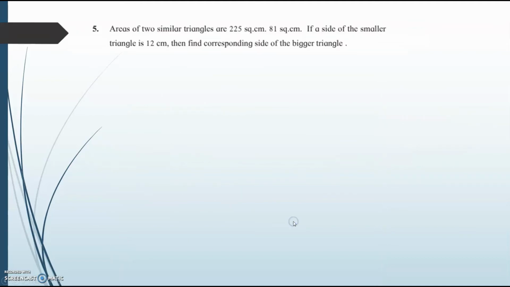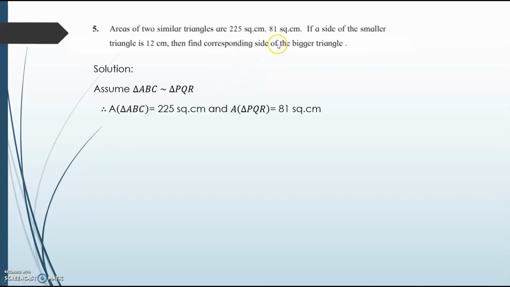Let's move on to 5. Areas of two similar triangles are 225 square centimeters and 81 square centimeters. The word 'and' is missing here. If a side of a smaller triangle is 12 centimeters, then find corresponding side of the bigger triangle. So here again, we will assume a triangle ABC similar to triangle PQR, and therefore we'll consider area of triangle ABC as 225 square centimeters and area of triangle PQR as 81 square centimeters.